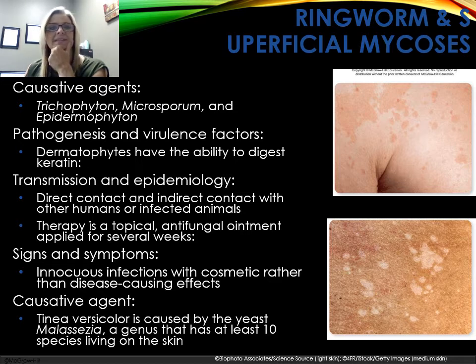That's a genus that has at least 10 different species that live on the skin. It can feed on oil and the high lipid content of your skin glands. Folliculitis can also occur with that. Sometimes it is implicated in things like psoriasis or seborrheic dermatitis, which is kind of a severe form of dandruff. It is carried by almost 100% of humans tested.